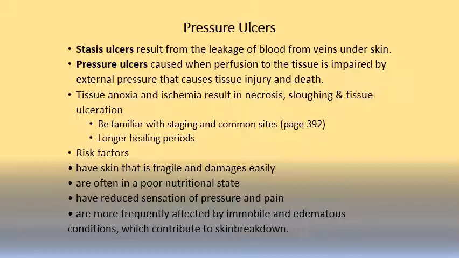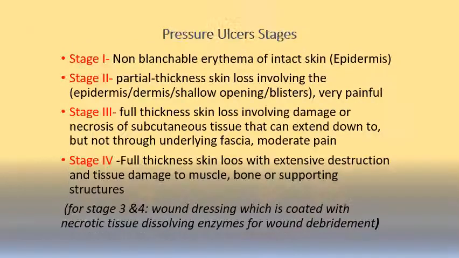Okay, so having skin that is fragile and damages easily, patients may also have a poor nutritional state. They also have reduced sensation of pressure and pain in certain areas, and that's why they get ulcers. They are more frequently affected by immobility and edematous conditions, which contribute to skin breakdown. Many heart failure patients, or patients with arterial or venous insufficiency, may suffer from skin breakdown. Okay, let's talk about stages of pressure ulcers, but I want you to go in depth in your book.